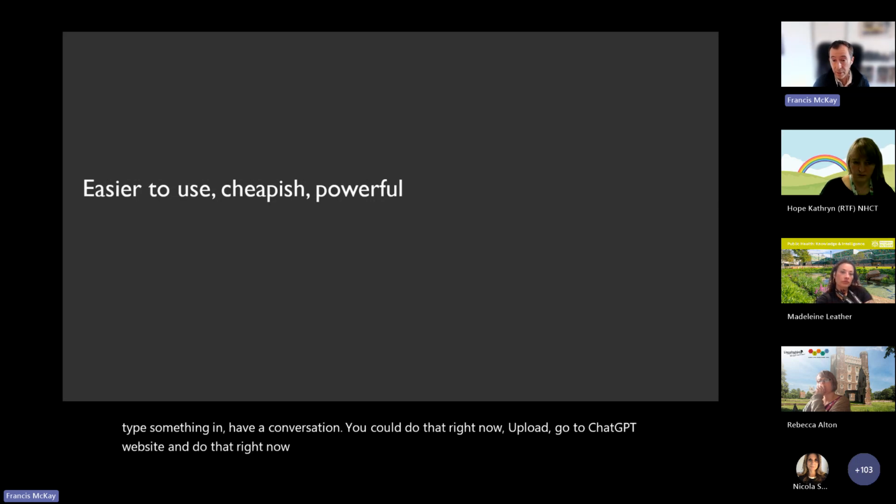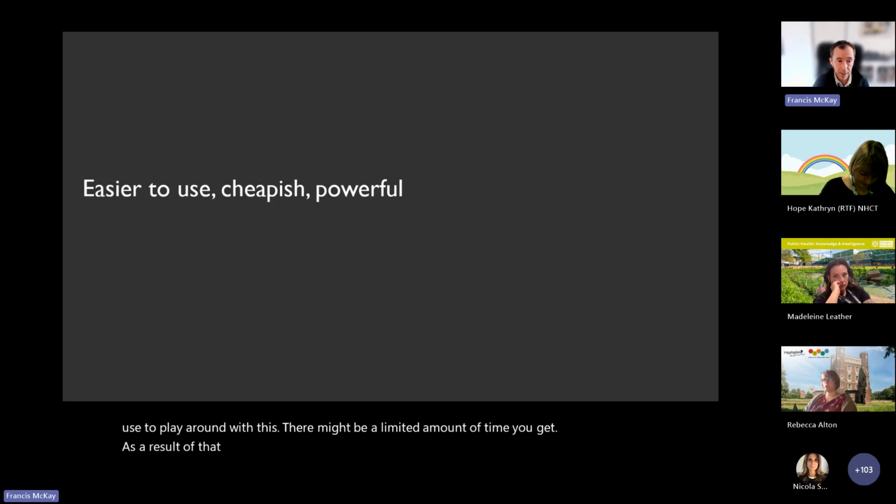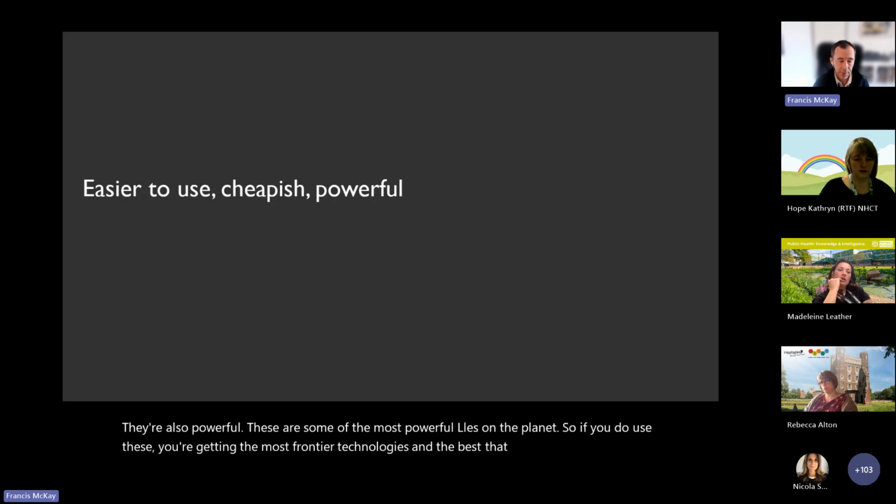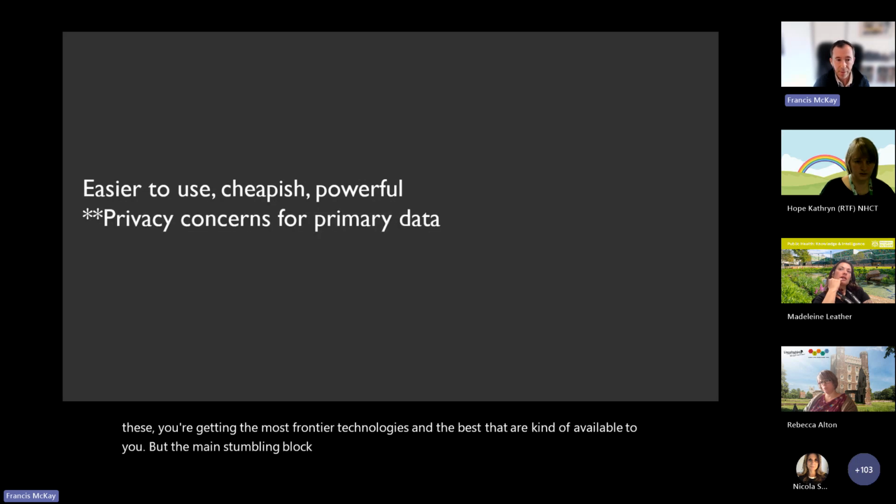They're cheap. Many of them have a free tier that you can use to play around with this. There might be a limited amount of time you get as a result, but they do have free tiers. And even some of the paid tiers are relatively affordable, maybe like £20 a month. So you can get access to them quite easily. They're also powerful. These are some of the most powerful LLMs on the planet. If you use these, you're getting the most frontier technologies, the best that are available to you. But the main stumbling block is there are absolutely privacy concerns when it comes to primary data.